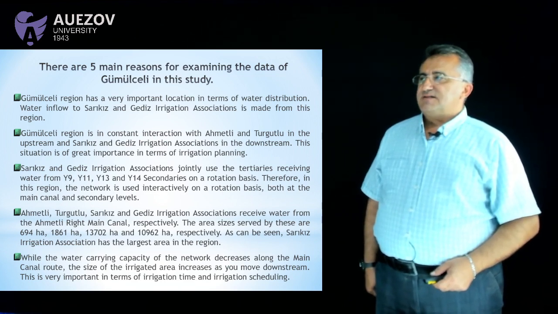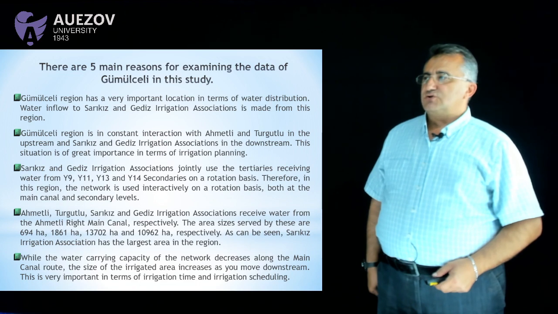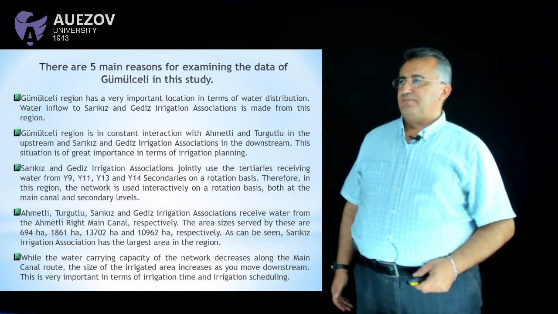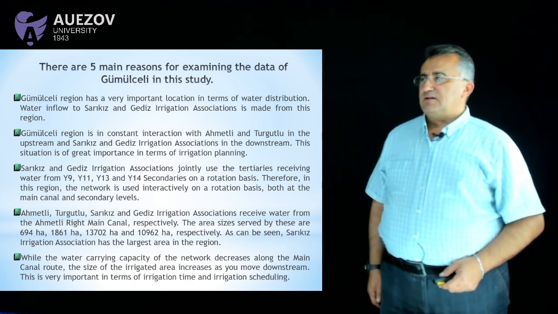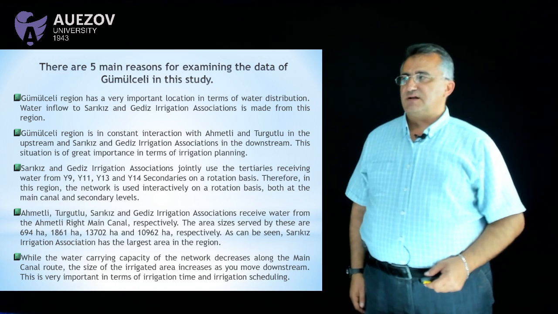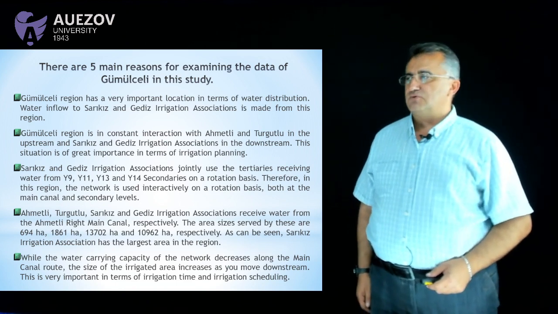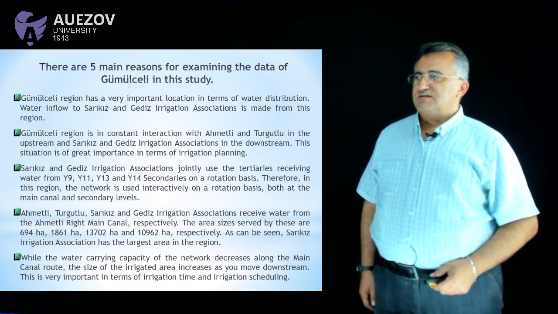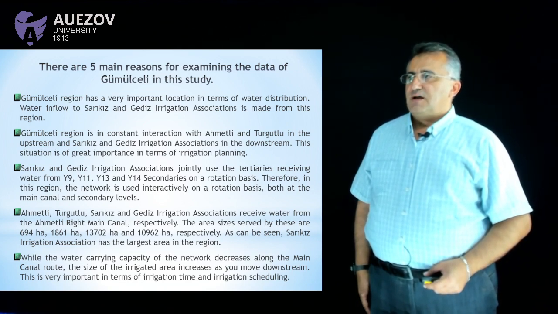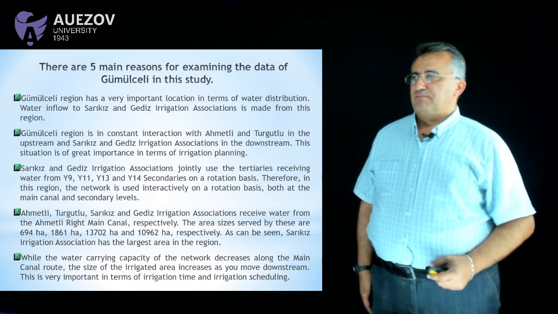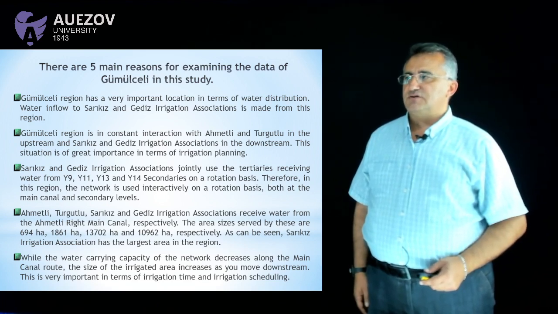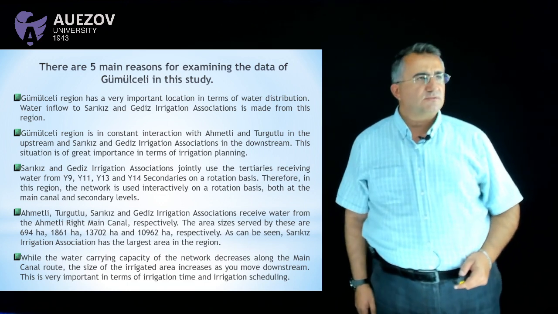As can be seen, Sarıkız Irrigation Association has the largest area in the region, while the water carrying capacity of the network decreases along the main canal road. The size of the irrigated area increases as you move downstream. This is very important in terms of irrigation time and irrigation programming.